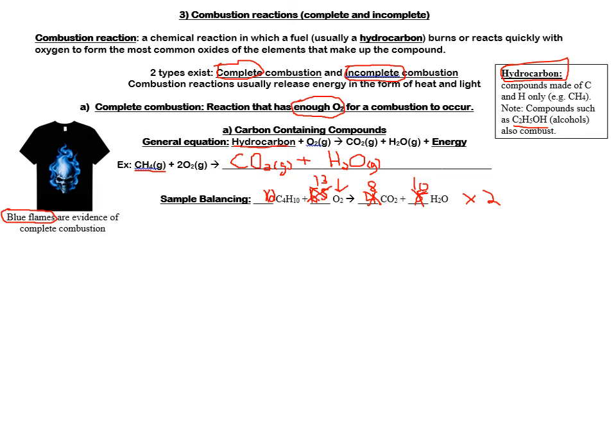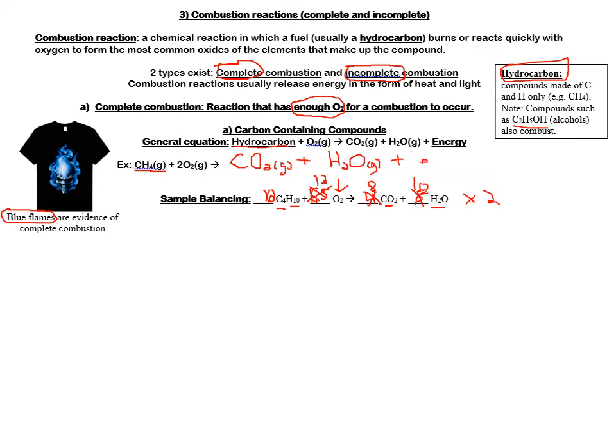So now we have 26 oxygens on the product side, 26 on the reactant side. We have 20 hydrogens on the reactant side, 20 hydrogens on the product side. We have 8 carbons on the reactant side, 8 carbons on the product side. So this is one of those more difficult ones to balance, but if you get used to this trick, it'll be more straightforward. So again, any complete combustion reaction that you see will simply produce carbon dioxide gas and some water, and we're going to add energy.